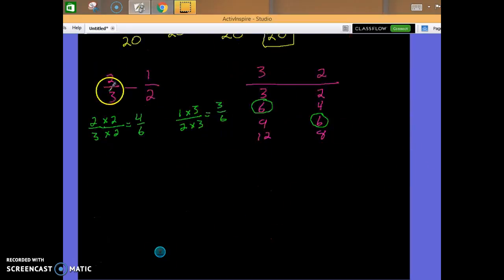So when I do 2/3 minus 1/2, this is really going to be written as 4/6 minus 3/6. When we subtract like fractions now, we're going to do 4 minus 3 and then keep the denominator 6. 4 minus 3 is 1. So 1/6 is our final answer.